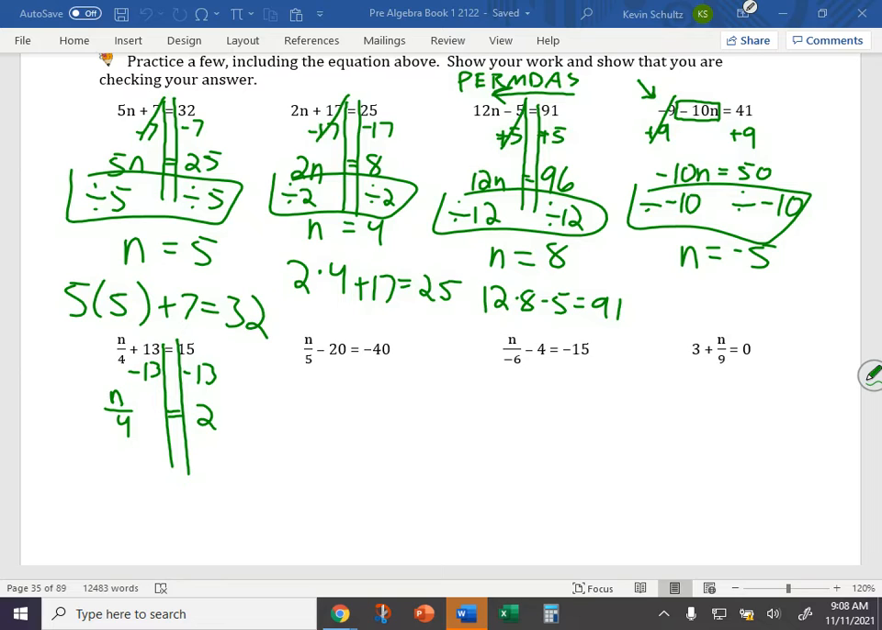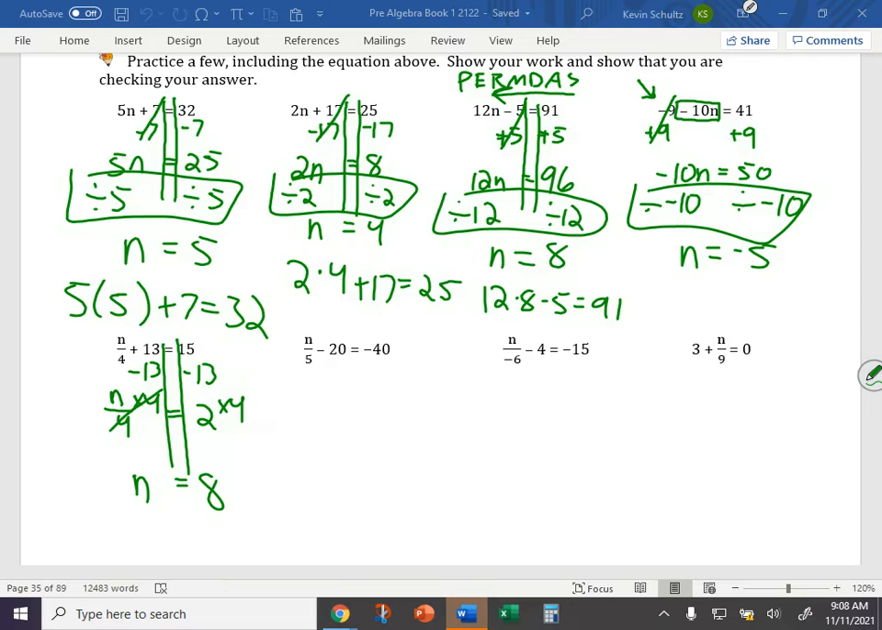Okay. Anyway, so we have n divided by 4 equals 2. What is our next step going to be now? It says n divided by 4. What is the opposite of that, Wyatt? We're going to be multiplying by 4. Okay? That's going to cancel these out, and n is going to equal 8.